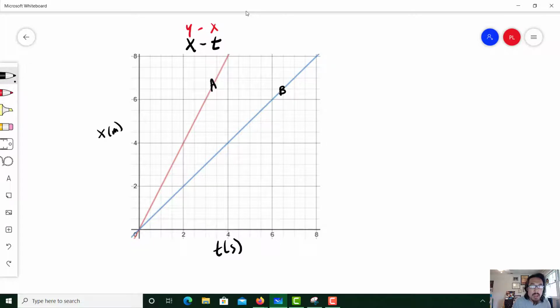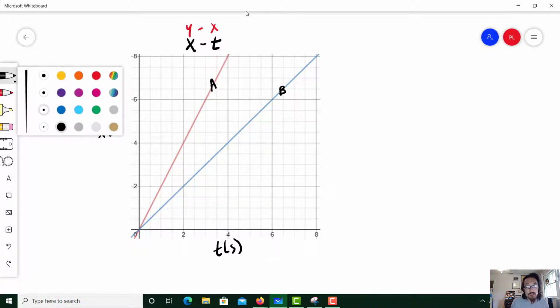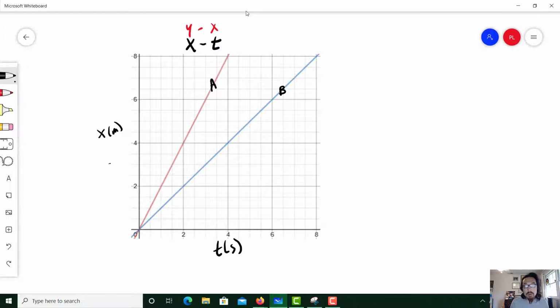Alright? Now, we have two lines. We have line A and we have line B. So these are two objects, object A and object B. And both objects are moving, and with that data, we were able to create this graph. So let's do a quick review on all the things that we can figure out from this graph. So let's take a look at graph A. So before I go into any of the more in-depth stuff, let's do a quick reminder.